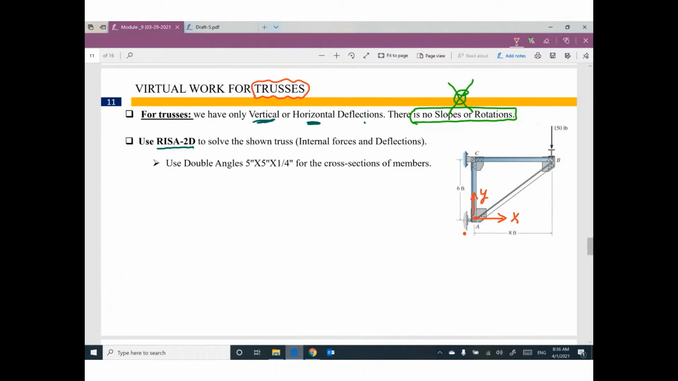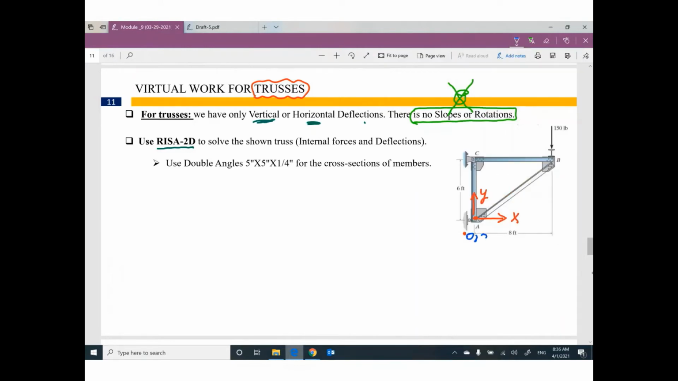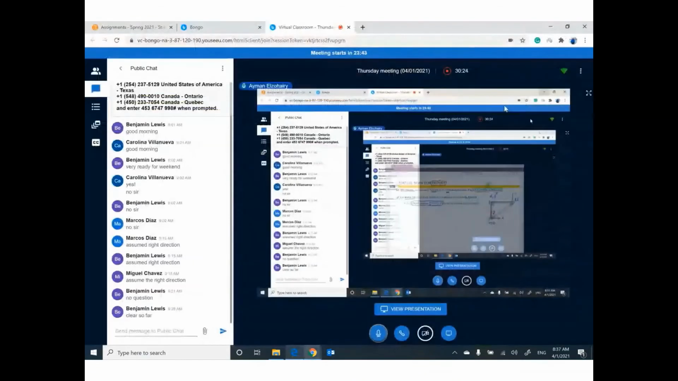So your coordinates will be: I will need a coordinate at 0 and 0, a coordinate here at 0 and 6, and a coordinate there at 8 and 6. The members of this truss consist of double angle 5 times 5 times quarter inch. We don't care what the meaning of this double angle is, at least this semester. So let's start.